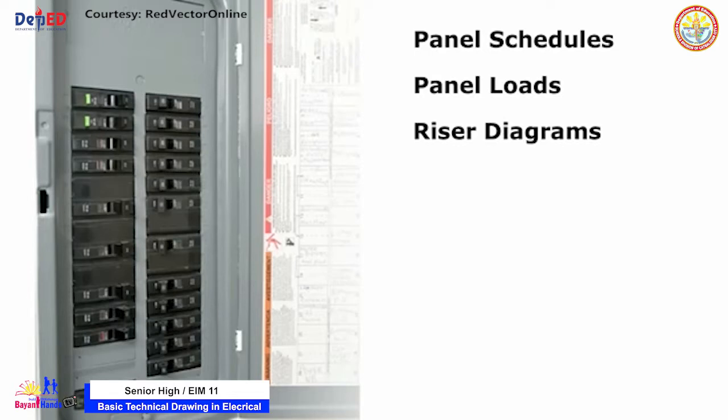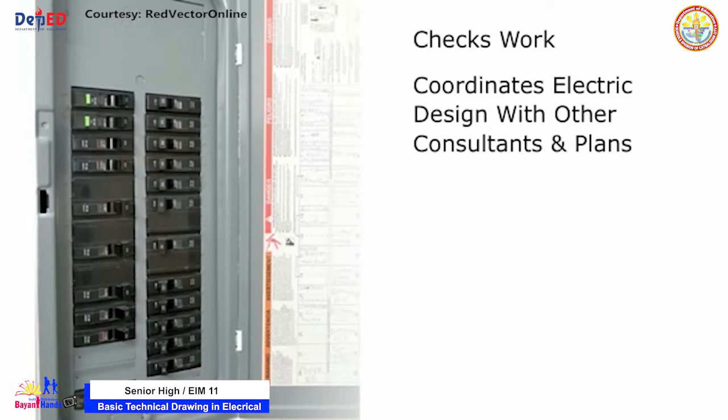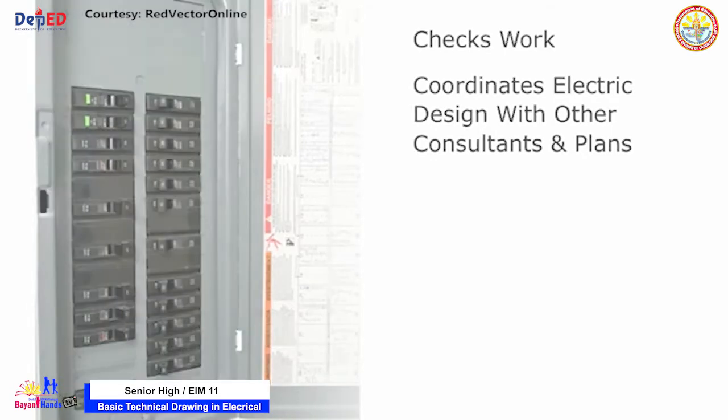After computing the wiring sizes and protective equipment ratings, the engineer checks the work. Then the engineer coordinates the electrical design with the other consultants and the architectural plans and continues to make changes as needed.